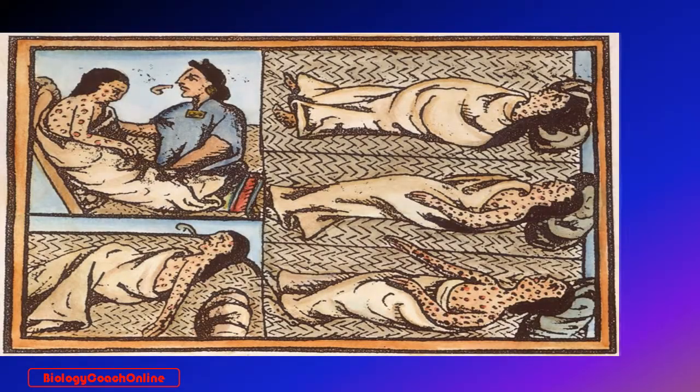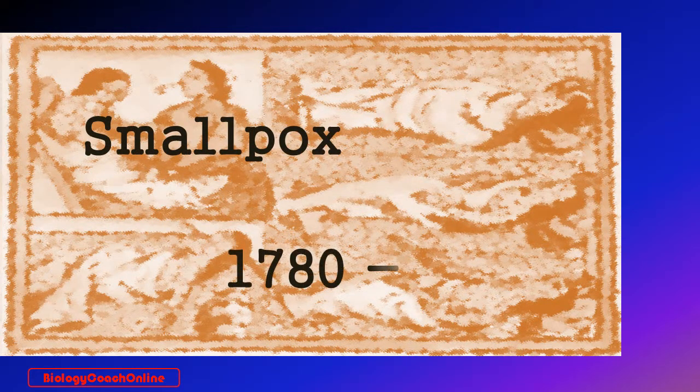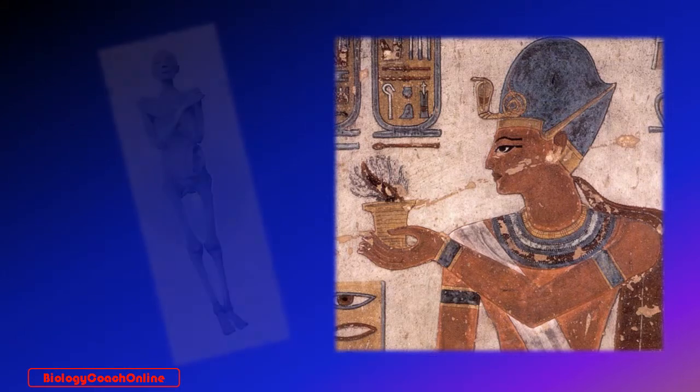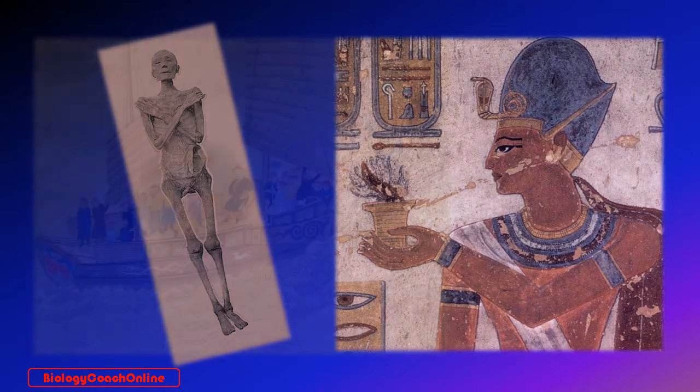Let's next consider the smallpox pandemic circa 1780-1980. And I know what you're thinking, 200 years is a mighty big chunk of history. That's true, but the pandemic actually began long before then. In fact, the earliest evidence of smallpox infection was discovered in the mummified remains of Egyptian pharaoh Ramses V, who died in 1157 BC, more than 3,000 years ago.